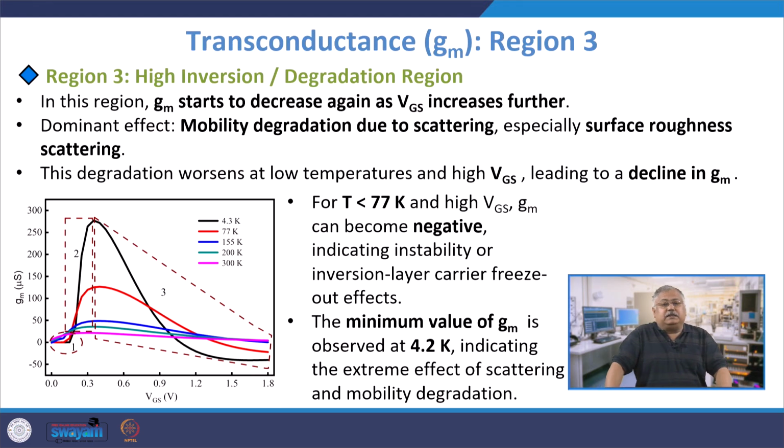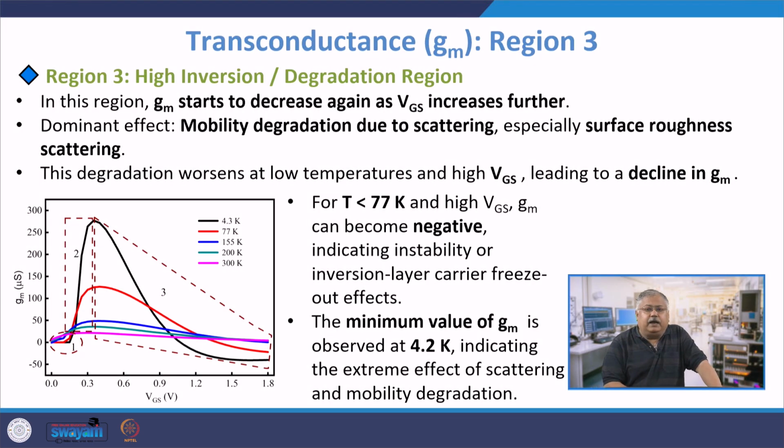Negative effectively means that you would actually see a reduction in the drain current with increase in the gate voltage, right, and this is why there is a carrier freeze out happening at the inversion layer. Now, the maximum value of GM is observed around 4.2 Kelvin, and therefore the extreme effect of mobility degradation is not seen in this particular case.